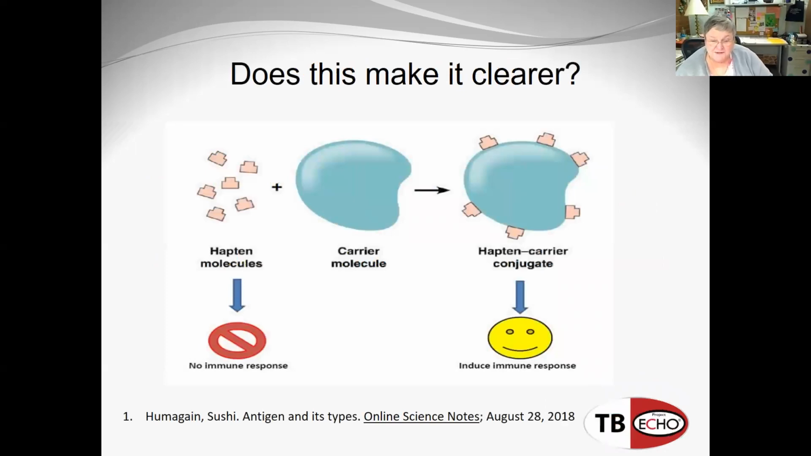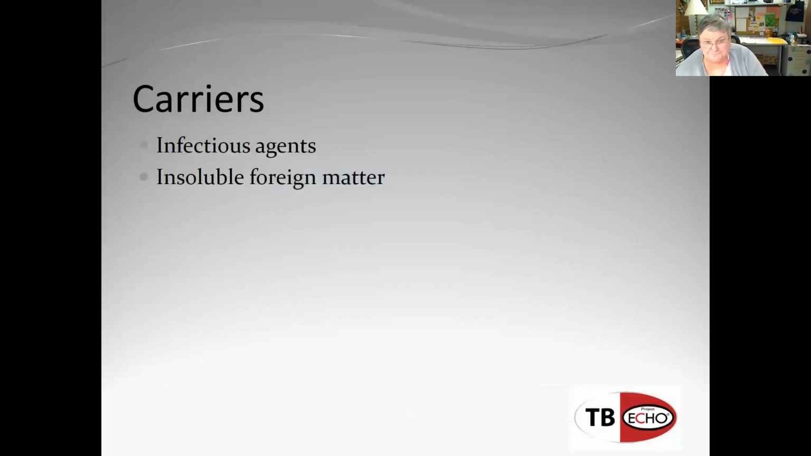So, hopefully this diagram from Mr. Sushi Humagane helps. So, hapten alone cannot do anything. It cannot create an immune response. But when attached to a carrier molecule, together, they call it a conjugate sometimes, that can induce an immune response. Next slide, please. So the carriers, they can be infectious agents, they can be insoluble foreign matter. There's many different carriers. Next slide, please.